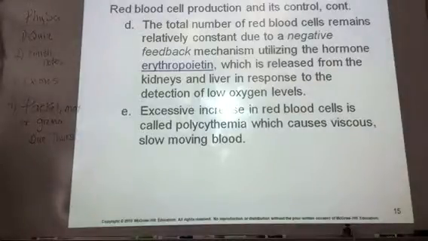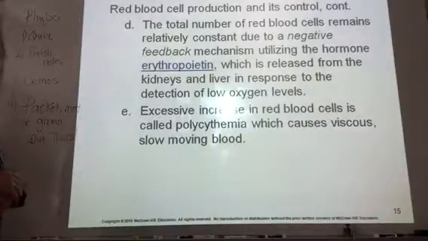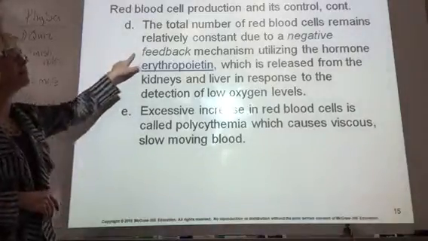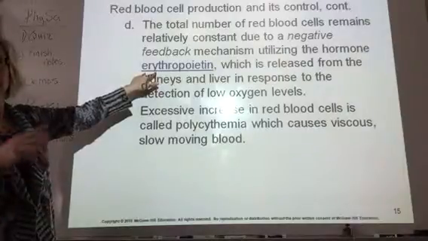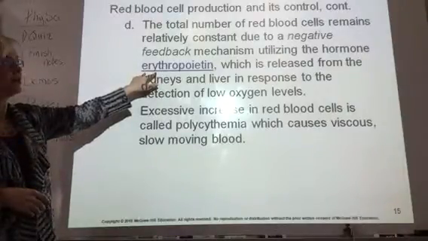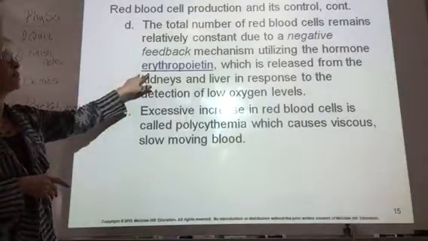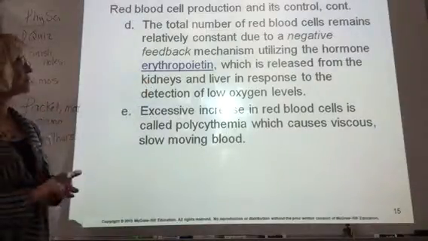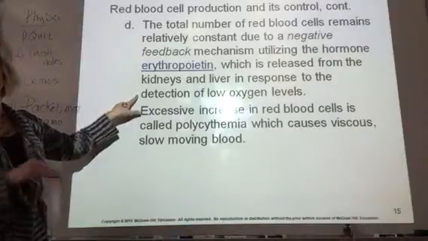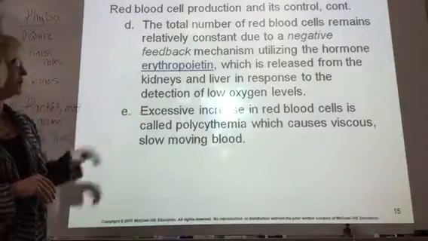Red blood cell production: the total number of red blood cells is pretty constant. It's going to fluctuate a little bit, obviously, because there are so many of them. But here again, it's a negative feedback system. Erythropoietin is the hormone that signals how many red blood cells there are, and whether more need to be produced or not. This hormone is released from your kidneys and your liver for the most part, and it detects oxygen levels. So it doesn't actually measure red blood cells, it measures oxygen levels.